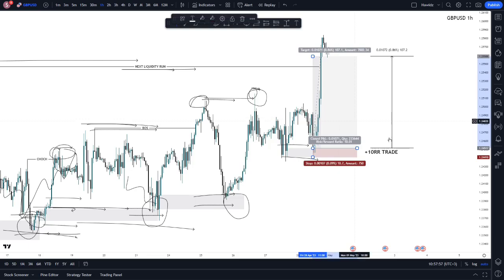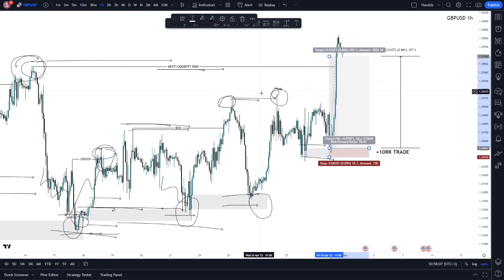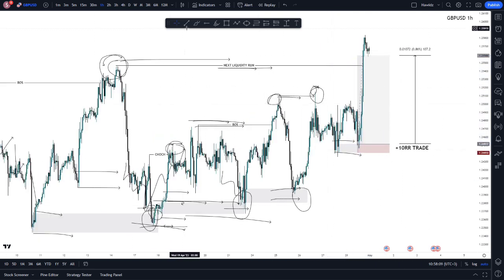It's a great 1 to 10 RR trade. We had a 10.7 pips stop loss with an overall 107.1 pips take profit target, and price just did that. So what are we expecting now? We're still in a bullish market, and this market is more likely than not just to remain bullish.